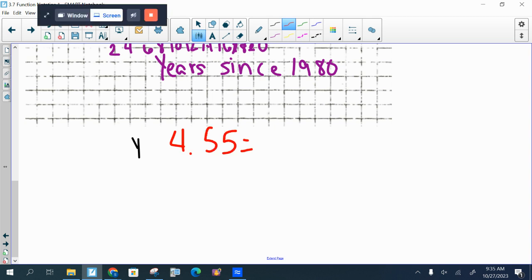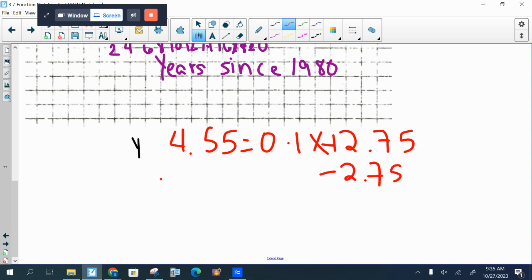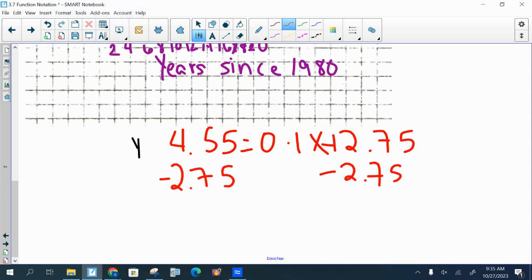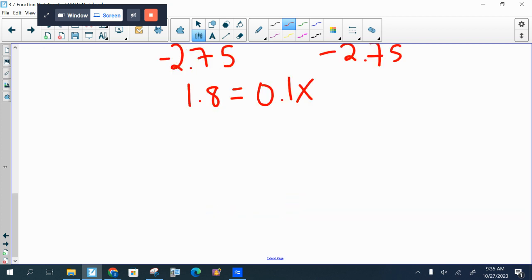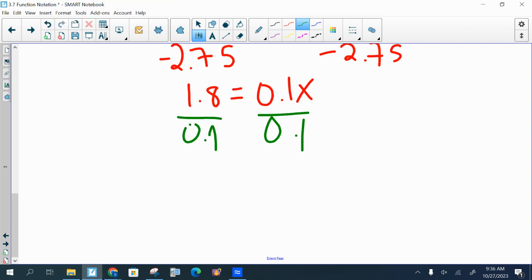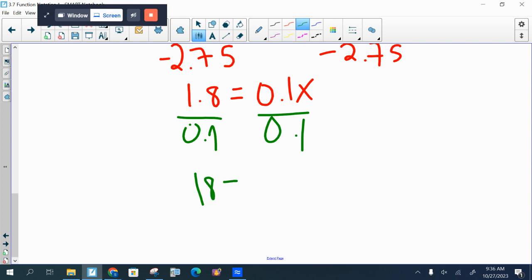455 equals 0.1 X plus 275. Subtract 275 from both sides. And that's 1.8. Take your AirPods out. Divide by 0.1. What's 1.8 divided by 0.1? 18. So we found that X is equal to 18.